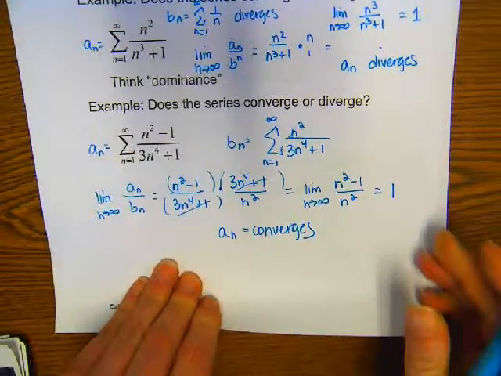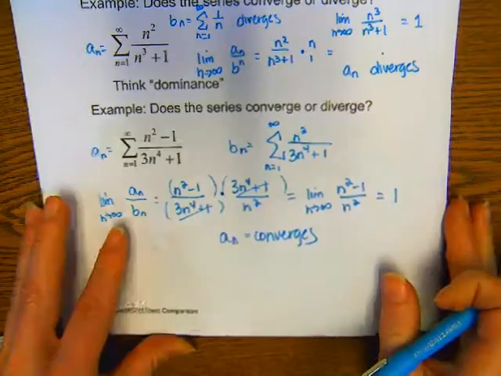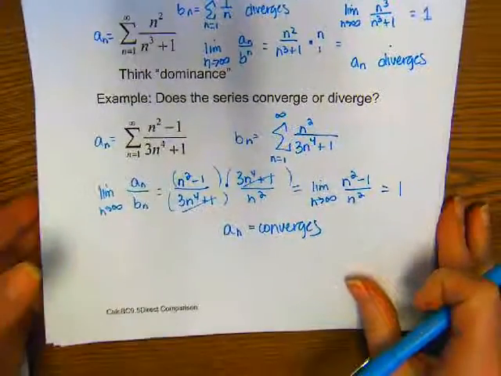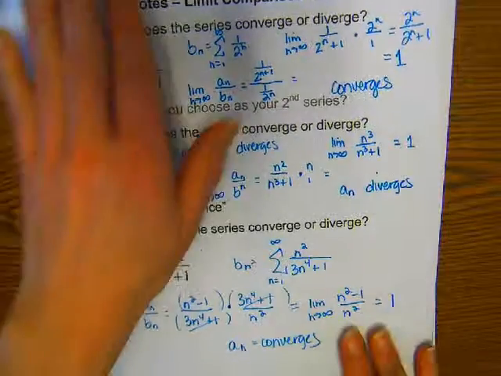Okay. So that is the direct comparison test and the limit comparison test.